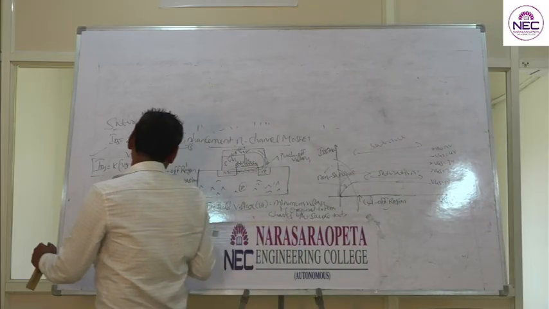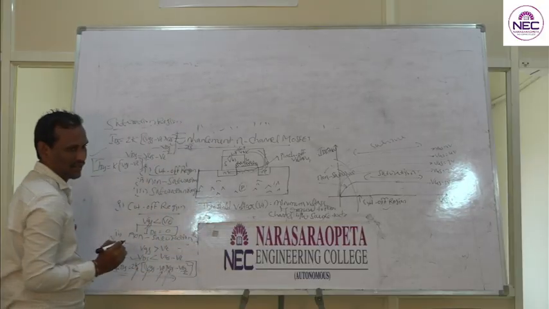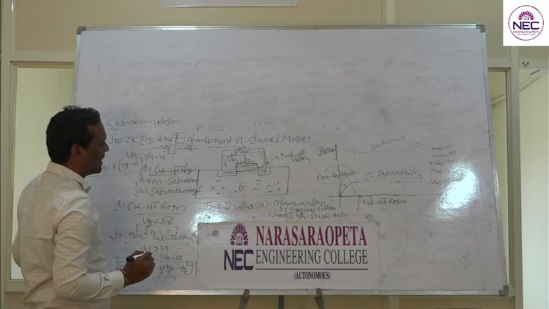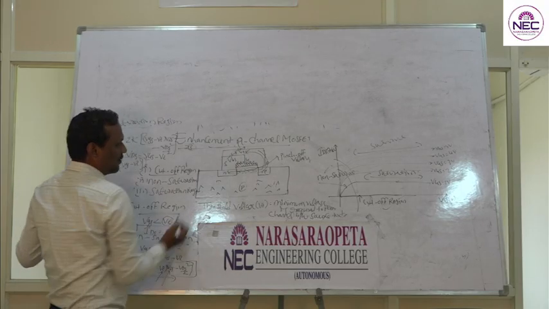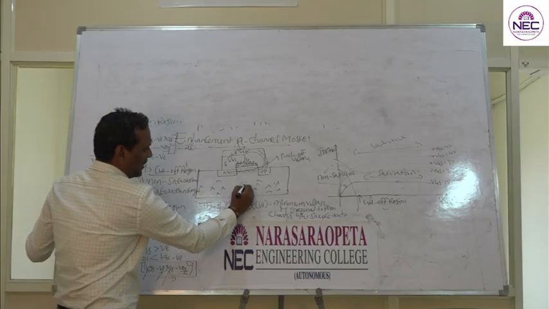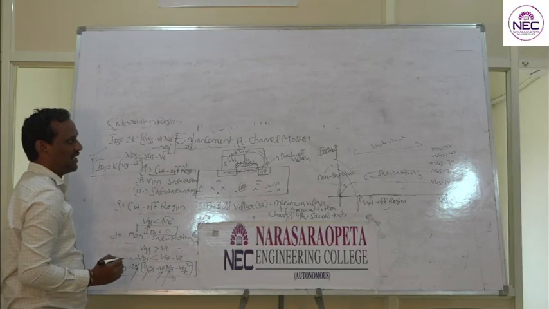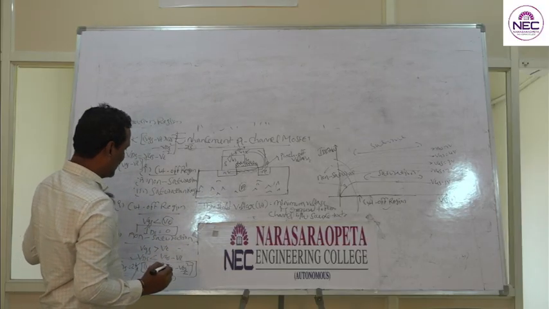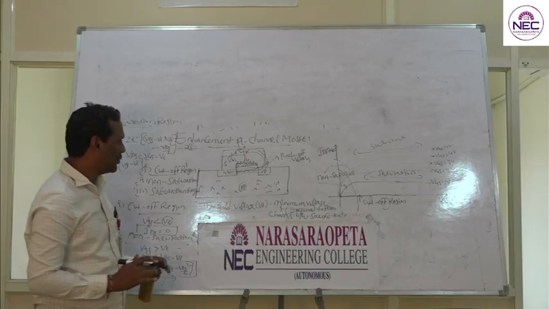So now this is the enhancement type N-channel MOSFET. Similarly, we can understand the enhancement type P-channel MOSFET: we have to take the substrate and change the polarities between VGS and VDS. I hope this is clear.